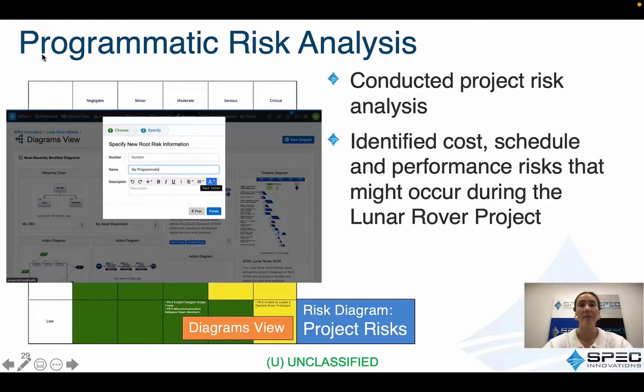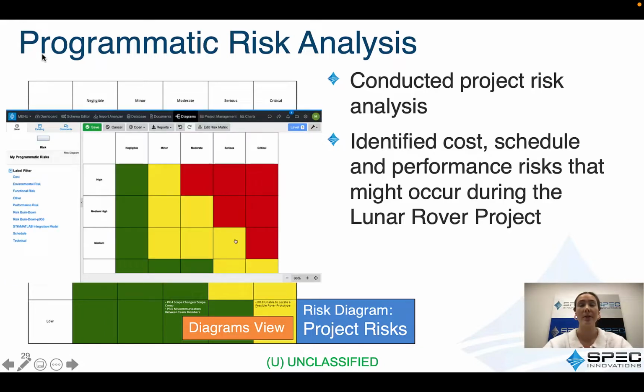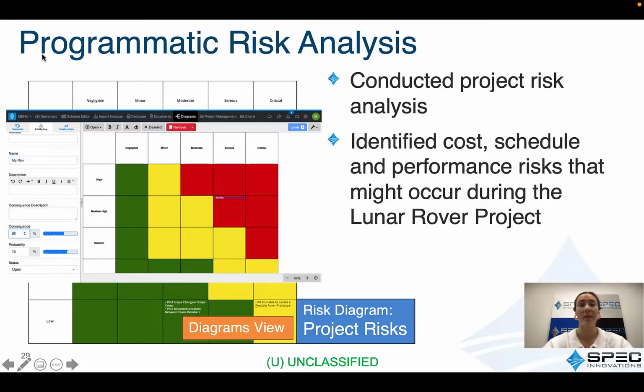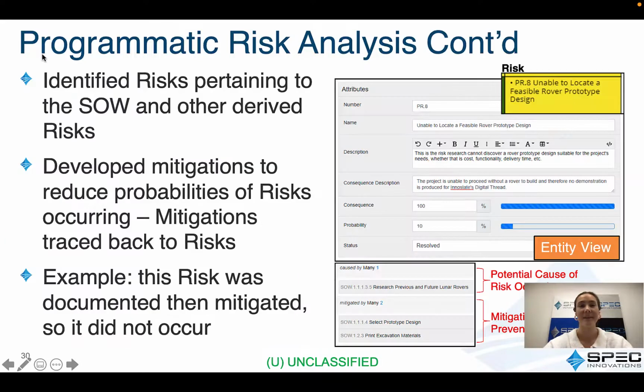In Innoslate, the programmatic risk matrix was created by going to Diagrams view, selecting the risk diagram, and recording each risk by defining its level of severity and probability of occurrence. After the programmatic risks were identified and recorded in the programmatic risk matrix, mitigation procedures were developed to reduce the probability of each risk occurring. For example, in order to prevent the risk unable to locate a feasible rover prototype design from occurring, the subtask Select Prototype Design was added to the SOW.